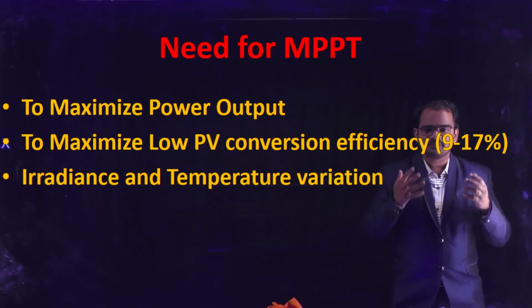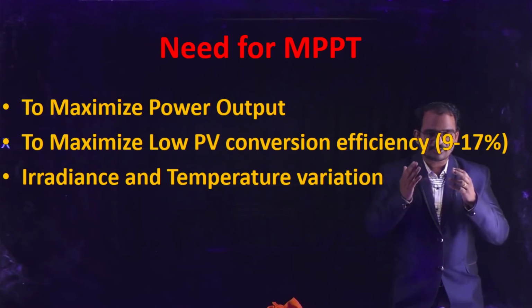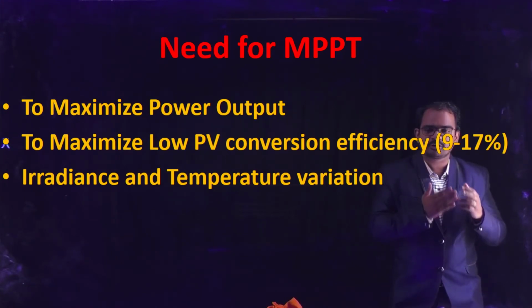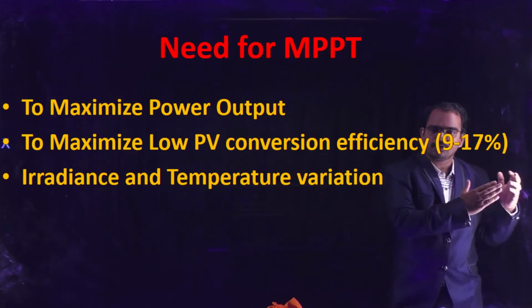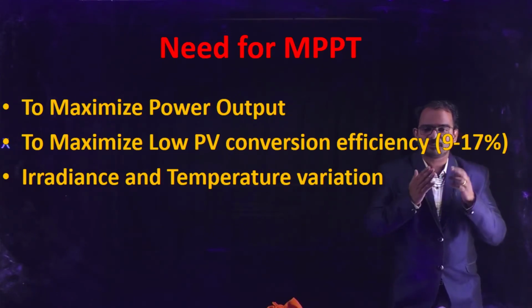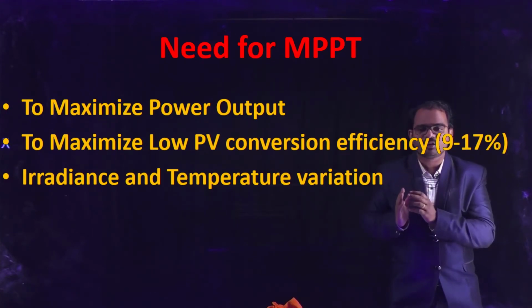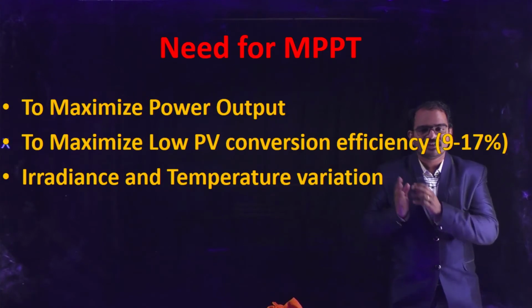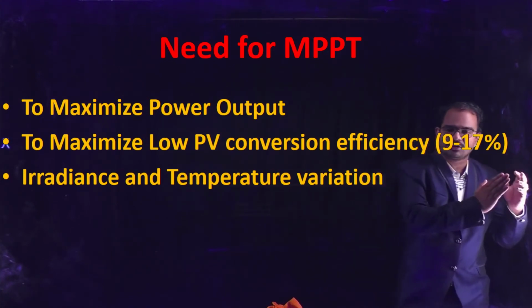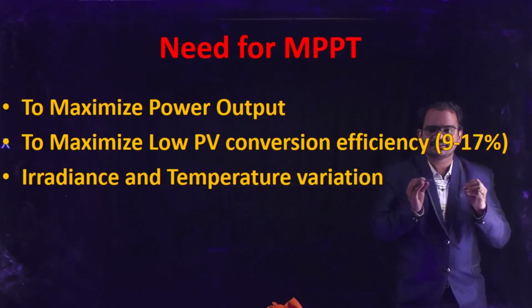For example, whenever the irradiation decreases, then automatically the performance of a PV panel will decrease. But if the performance of a PV panel is decreased, then we are not able to give the maximum power to the load. So in order to deliver the maximum power to the load, we have to use a power interface, and this power interface has to adjust the value of the input impedance RT in such a way that the panel is always giving maximum power to the load, right? So these are the different benefits or the need of MPPT.